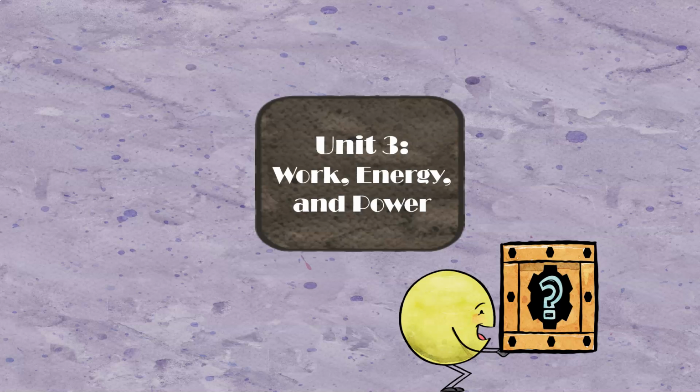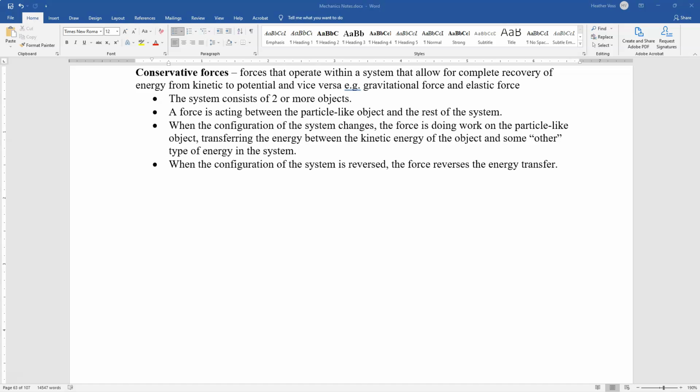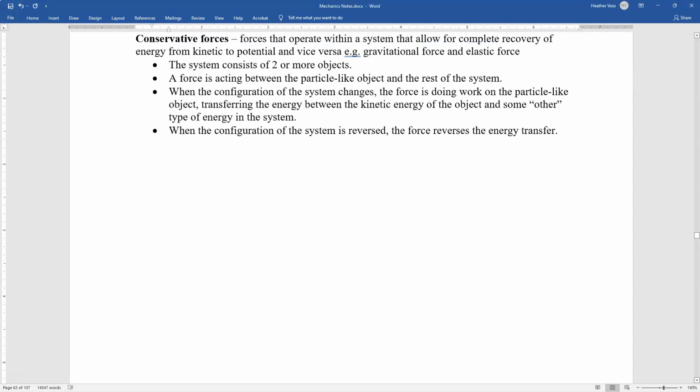Okay, today we're really going to drill in and focus on what it means when I say that we have a conservative force acting and what that means in terms of energy. So let's get started. When we start talking about conservative forces, we're talking about forces that operate within a system and allow for complete recovery of energy. So that energy will slide from kinetic to potential or from potential to kinetic.